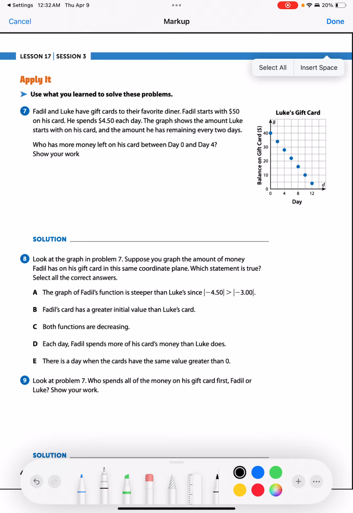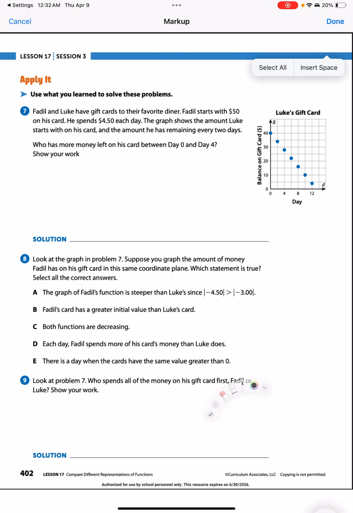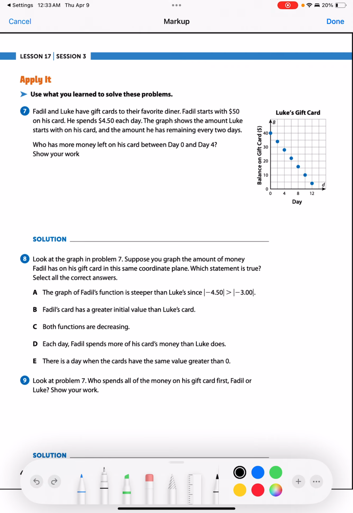All right, it says Fadil and Luke have gift cards to their favorite diner. Fadil starts with $50 on his card. He spends $4.50 each day. The graph shows the amount Luke starts with on his card. The graph is over here. And the amount he has remaining every 2 days. Who has more money left on his card between day 0 and day 4?